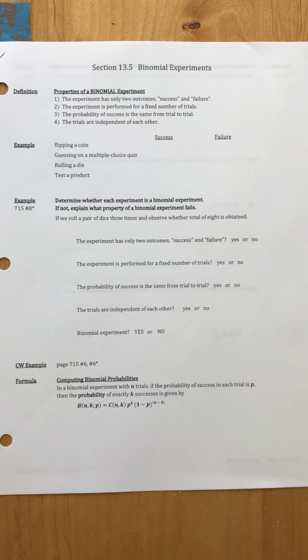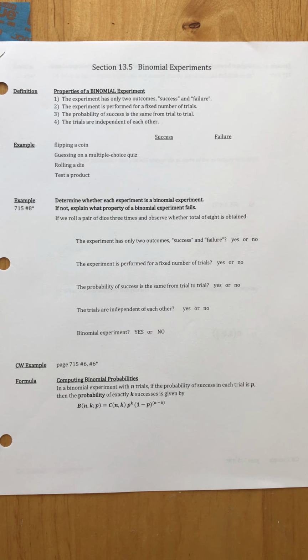Okay, so the experiment is performed for a fixed number of trials. That means you do the experiment, let's say 10 times or 20 times or 1,000 times. Part 3, the probability of success is the same from trial to trial. So basically, you're performing the experiment the same way each time. Like the first time you don't roll a die, and then the second time you toss a coin. It has to be the same thing. Probability has to remain the same from trial to trial.